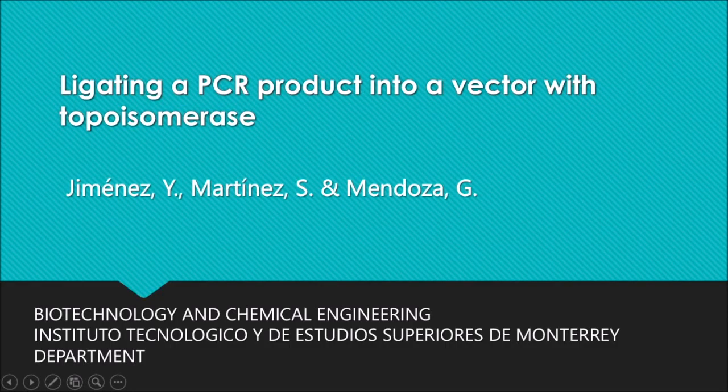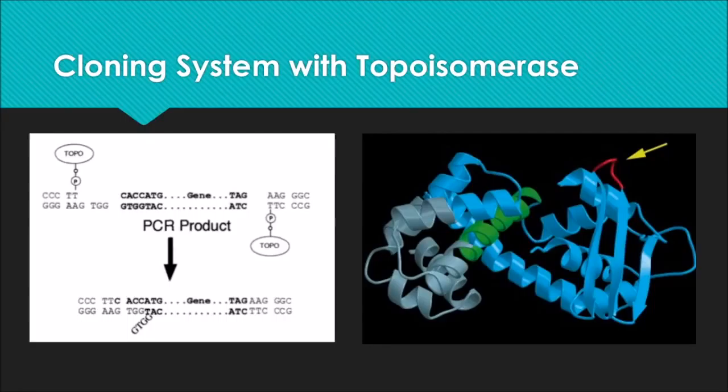Ligating a PCR product into a vector with topoisomerase. Cloning system with topoisomerase. Topoisomerase 1 based cloning exploits the reaction depicted in the following figure to join DNA fragments containing 5' hydroxyl groups to a substrate plasmid to which the Vaccinia topoisomerase 1 enzyme is covalently attached. Therefore, Vaccinia DNA topoisomerase 1 charged vectors, known as topovectors, are classified into topo-TA and topo-blunt vectors.